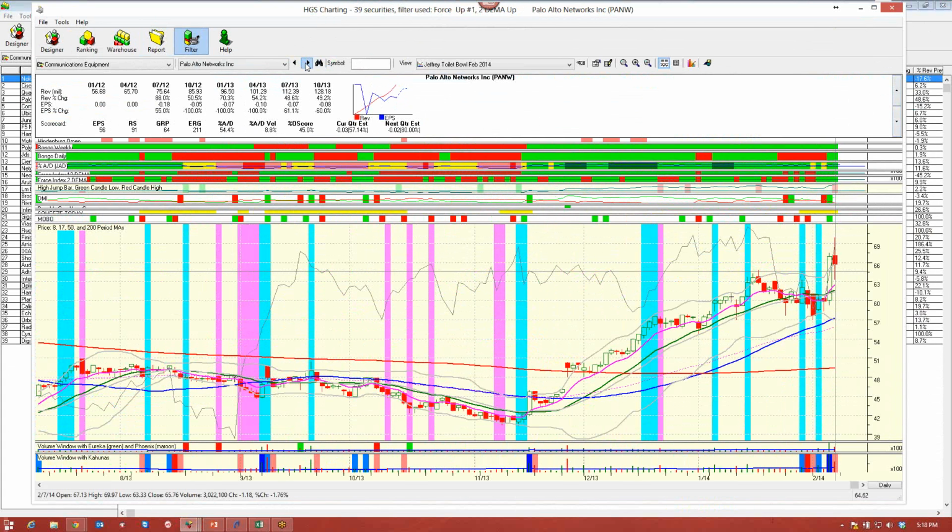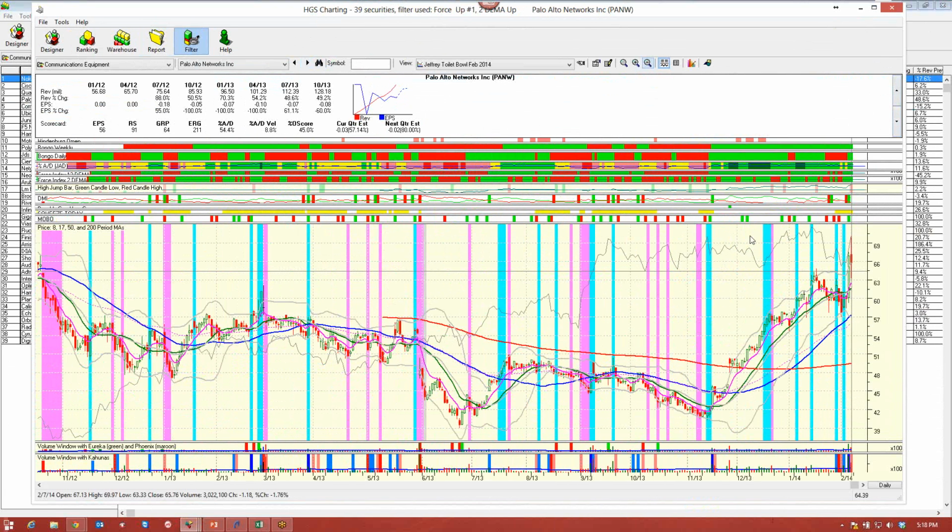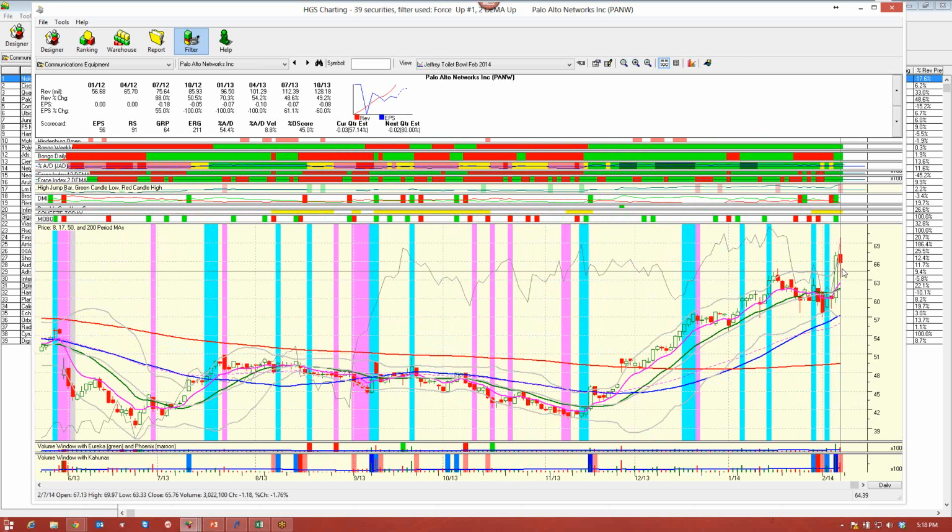Palo Alto Networks is one that I like. This has been a nice moving stock. Let's get some more information here. It broke out with a bullish gap up on Thursday. Friday was kind of a funny looking day, with long legs, a small body, and it closed less than midline down on the bullish gap up day. Interesting stock, growth story. Looks to me like it's in a nice run and breaking out.